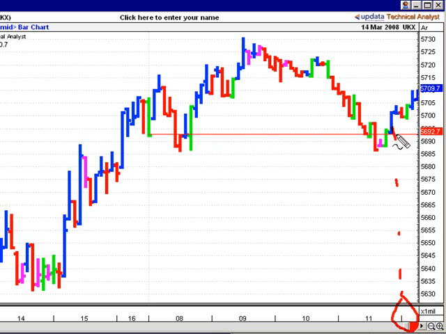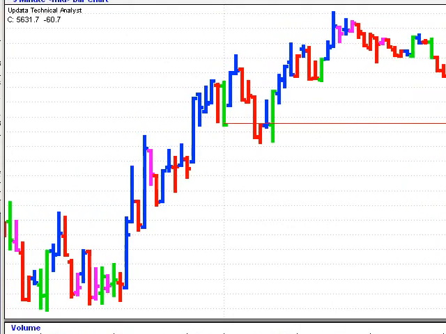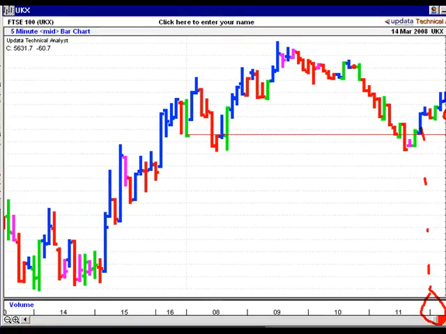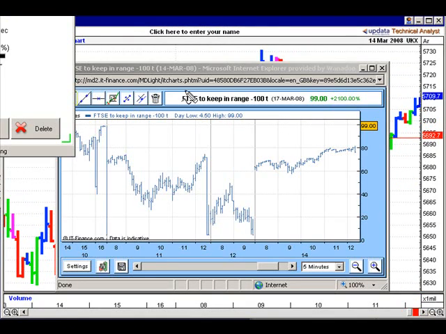So FTSE's point is just above parity, not by very much. That's 8 points above parity. That's irrelevant really. We'll have a quick look at the chart now of the bet itself. Okay, here's the bet itself.